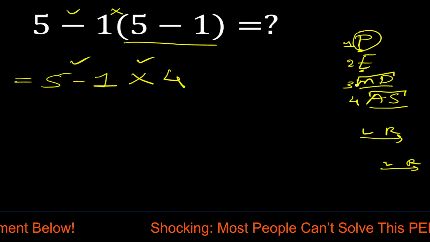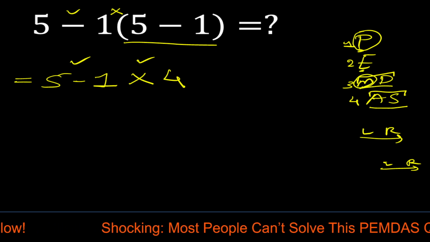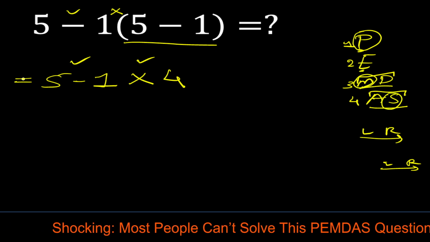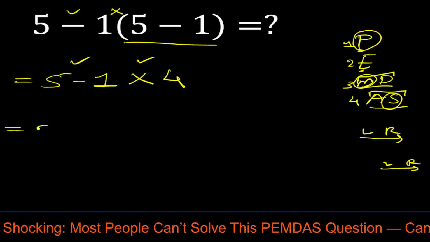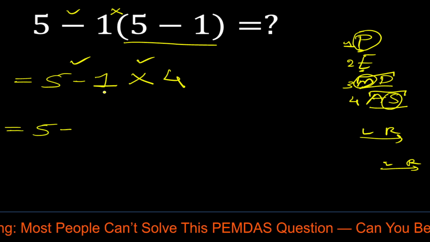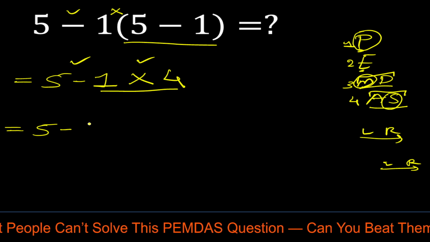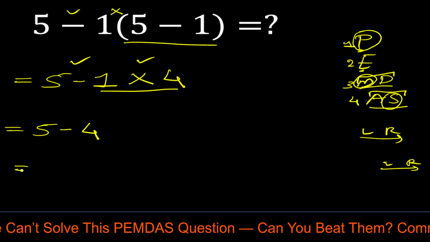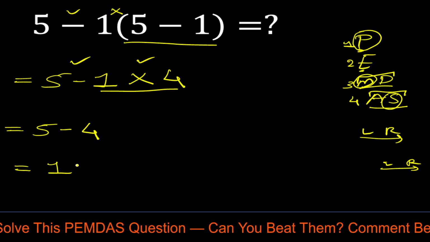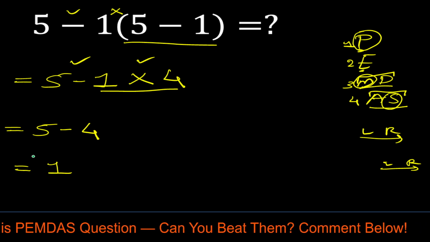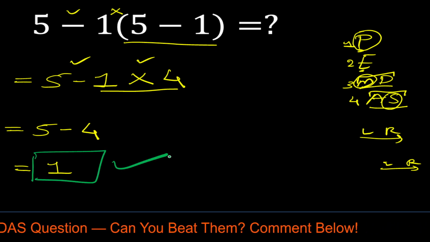So according to the PEMDAS rule, first we have to solve multiplication, then we have to solve subtraction, right? So now 5 minus, now solve this multiplication, 1 times 4 is equal to 4. So 5 minus 4 is equal to 1, right? So the correct answer is 1.